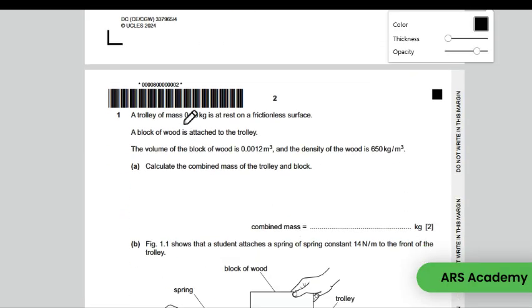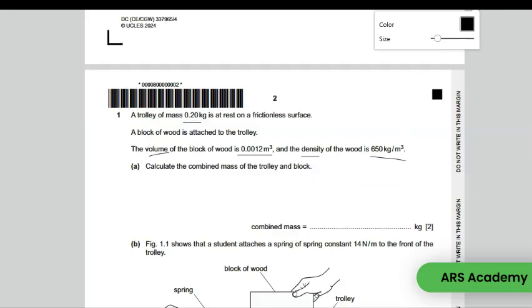Question 1. A trolley of mass 0.2 kg is at rest on a frictionless surface. A block of wood is attached to the trolley. The volume of the block of wood is 0.0012 cubic meter and the density of the wood is 650 kg per cubic meter. Question A. Calculate the combined mass of the trolley and the block.